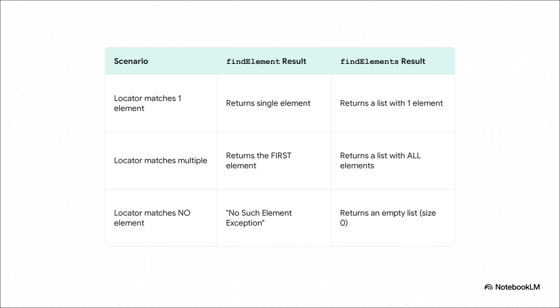And finally, scenario 3, probably the most important for writing scripts that don't crash. Your locator finds nothing. Find element will immediately stop your entire script and throw a big no such element exception error. But find elements is way more chill. It'll just return an empty list. And that simple difference is what lets you check if something exists without blowing up your whole program.